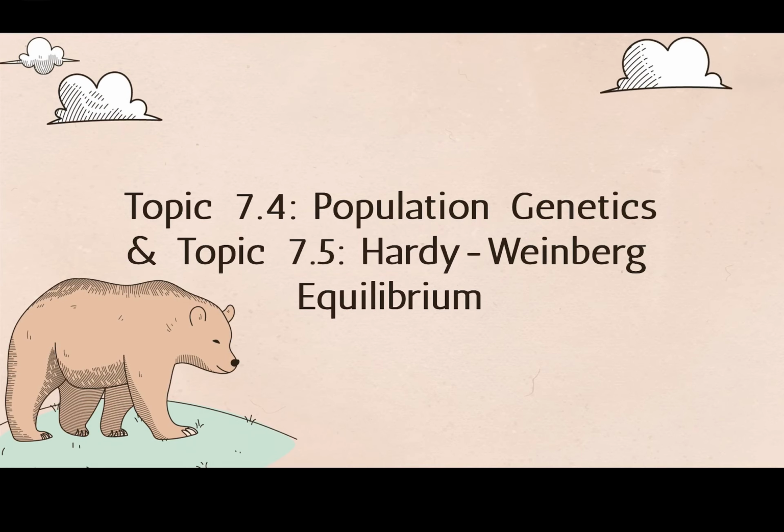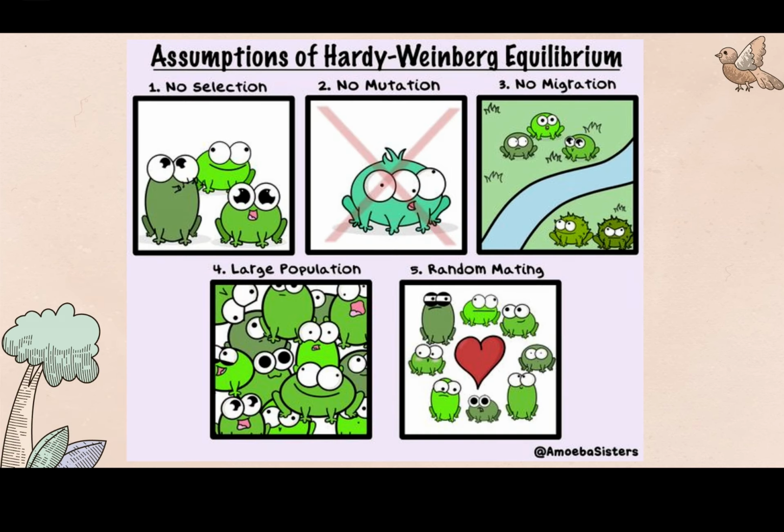Topic 7.4 Population Genetics and Topic 7.5 Hardy-Weinberg Equilibrium. So, evolution is driven by random occurrences, but Hardy-Weinberg's model describes and predicts allele frequencies in a non-evolving population.